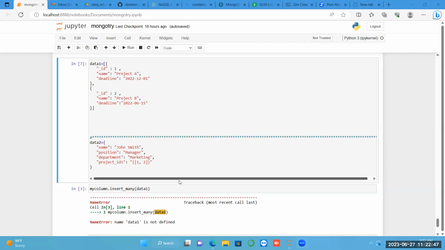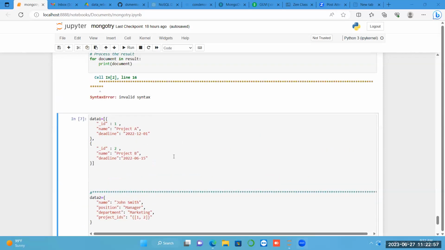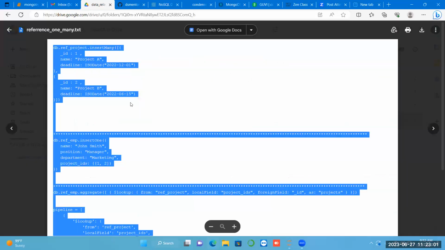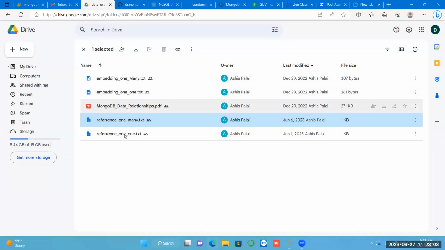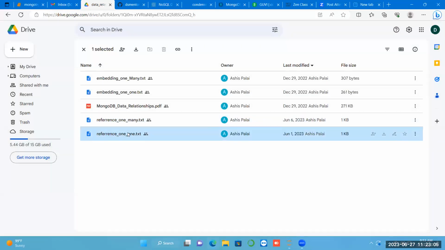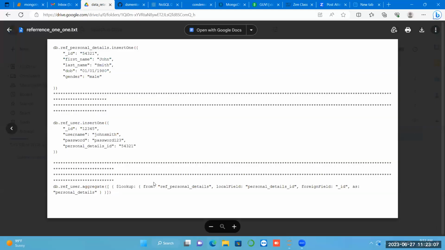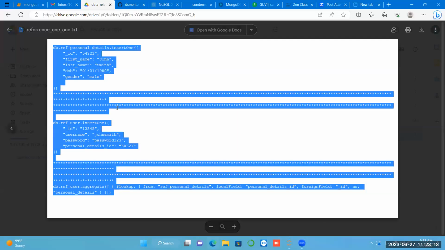You didn't run anything, right? Okay, hold on a second. Go to the text file. 1 to 1 text file. This is 1 to many. I'll just tell you this 1 to many tomorrow. Okay, 1 to 1 let's try to implement today. Copy the data for table 1 and copy the data for table 2.